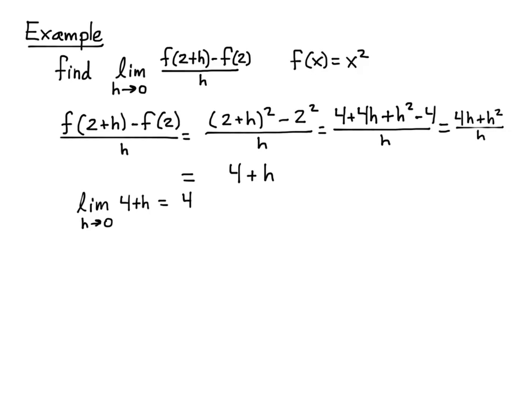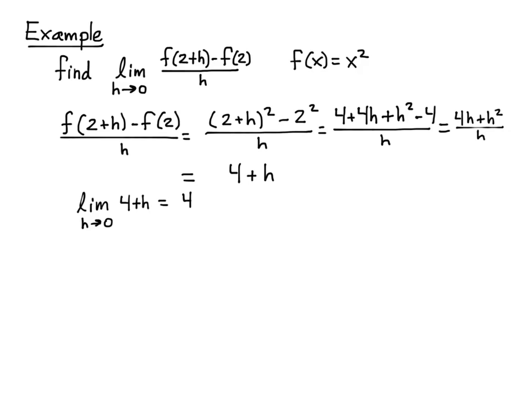Wait, so you just ignore the h? You don't ignore it. I'm finding the limit as h goes to 0 of this. The closer I get to 0, the closer this gets to 4, so 4 plus 0 equals 4. So we say that, yeah, the limit is 4. Here, if I put in a 0, I have 2 squared minus 2 squared, which is 0, so 0 over 0.